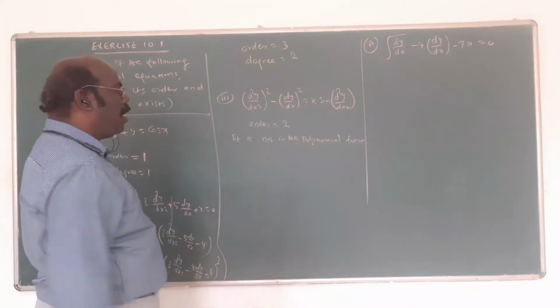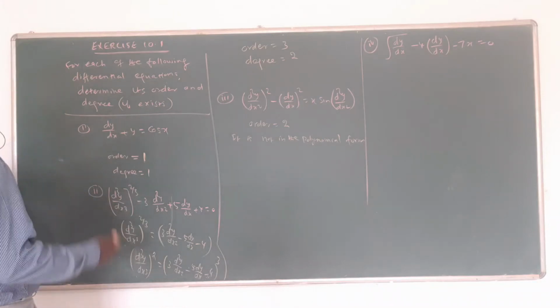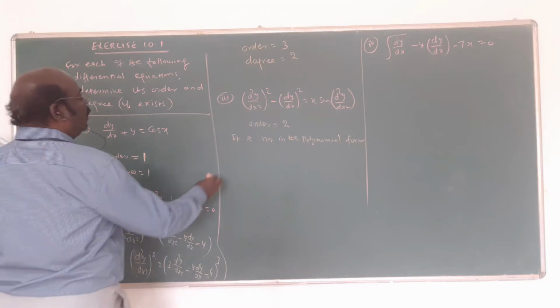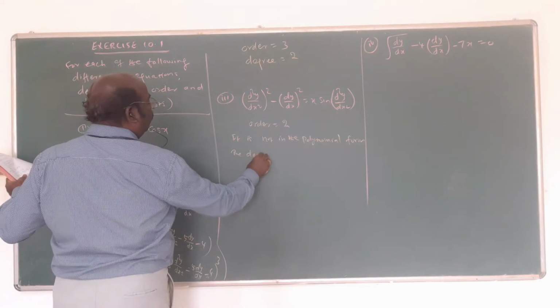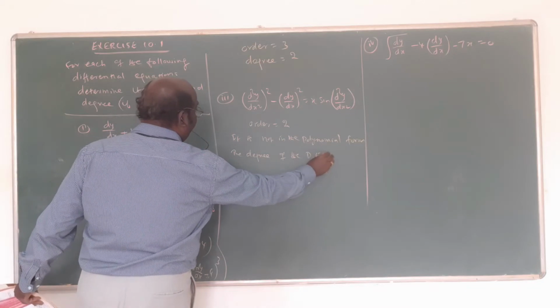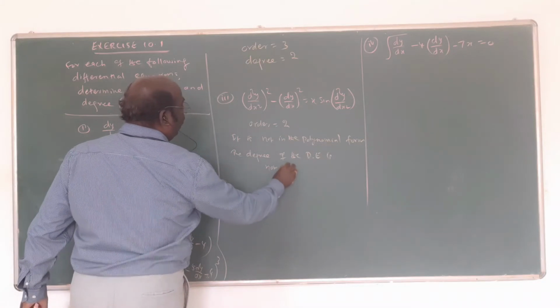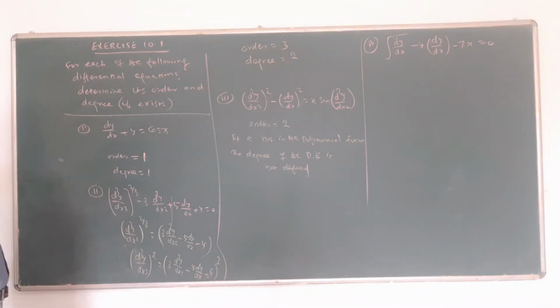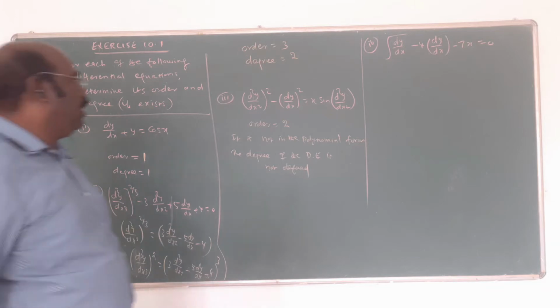That is not a polynomial form. That's why the degree is not defined. That is the answer: the degree of the differential equation is not defined. This is the answer. Mind it. That's all. R is true, but D is not possible to find.